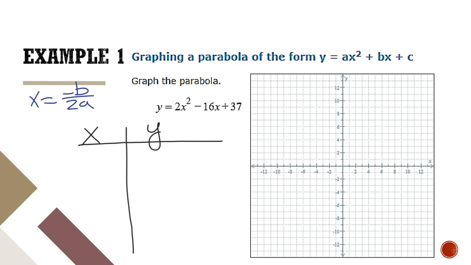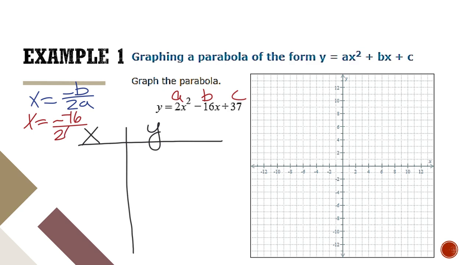Again, the 2 is the a, the negative 16 is the b, and the c is this plus 37. If it wasn't in this order, you'd have to rearrange it in this form here: y equals this, or 0 equals this. It has to be in that form in order to use this equation. The a is always in front of x squared, the b is always in front of the x, and the c is the constant.